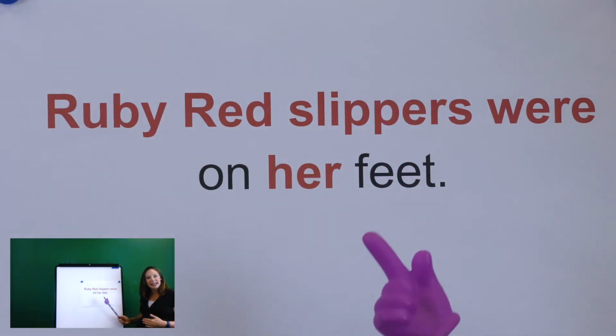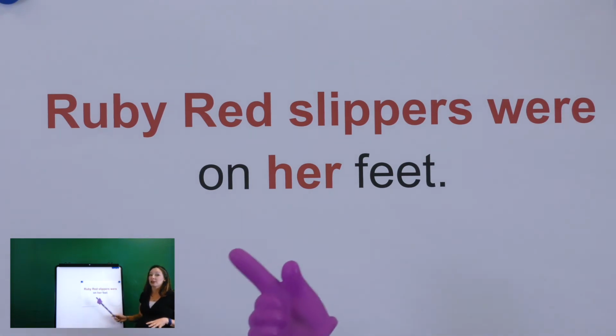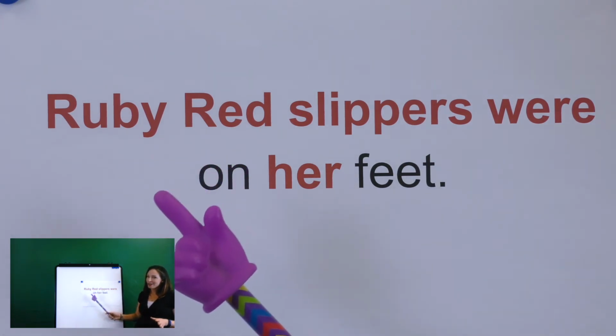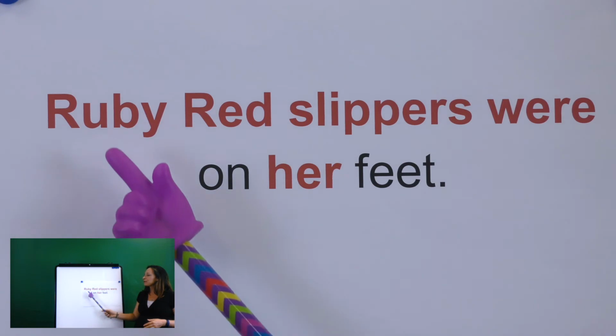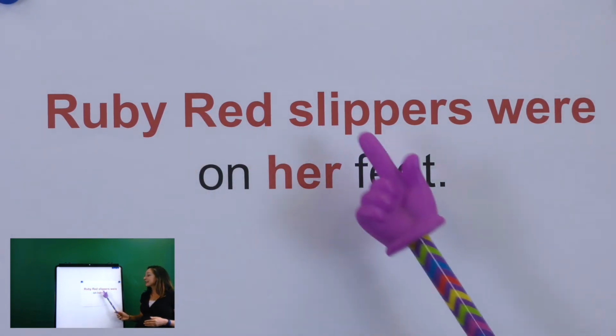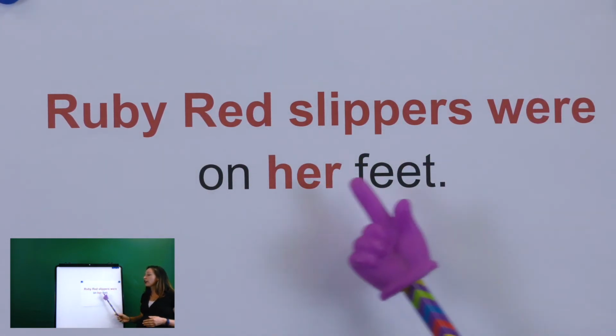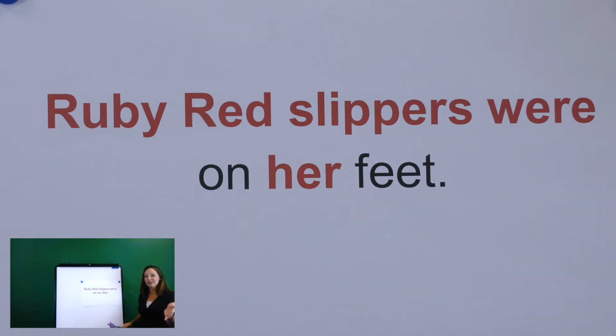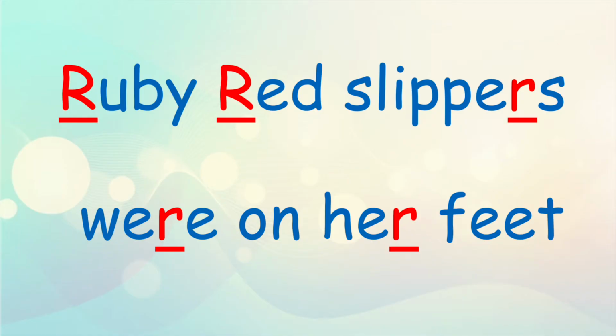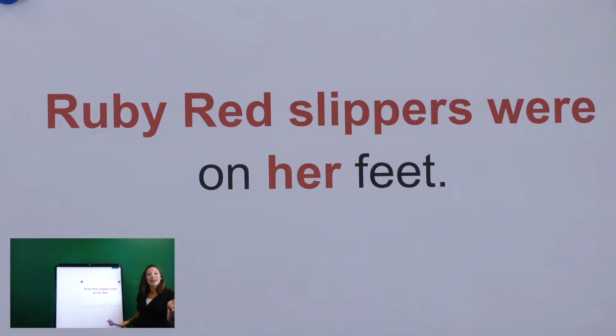Now I'm going to say the sentence and please repeat after me for this one, all right? There's a lot of R's in this sentence. It's good to practice. Ruby red slippers were on her feet. Your turn. Okay, great. Very good. Now let's move on to the last sentence where once again there's a lot of R's and we'll be practicing together.